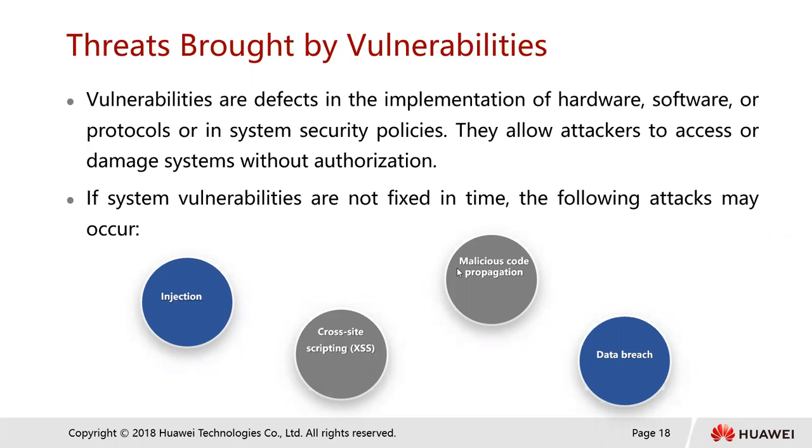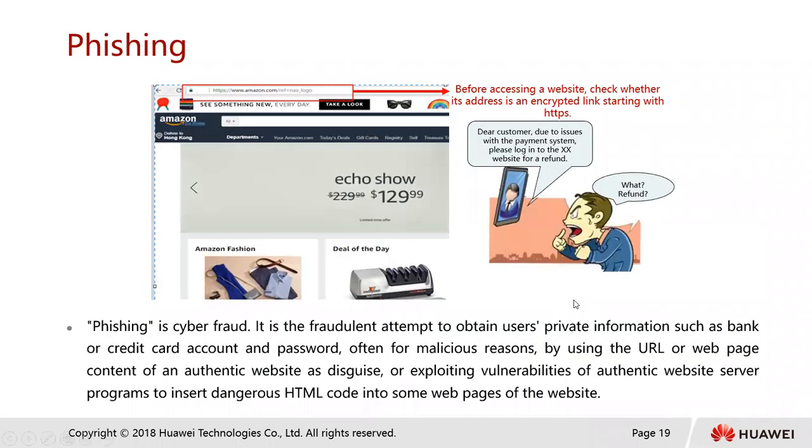Okay, they're there and they're described in detail. So malicious code propagation and data breach, we looked at it. Someone just writes the malicious code and tries to propagate it onto our system, also encroaching on our data. So looking at the next slide, which is phishing.